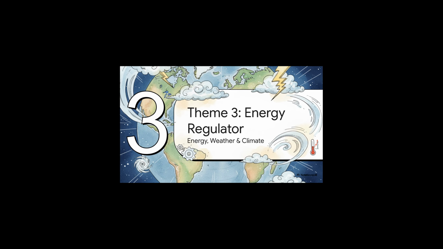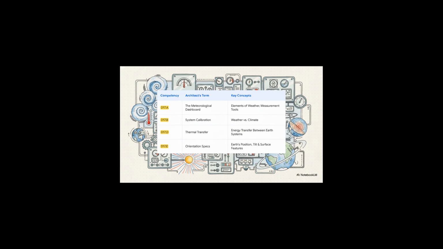All right, so we've covered the structure and the materials. Now let's talk about the power grid. Theme 3 is the energy regulator, and this lines up with Competency 017. This is all about how our planet manages the constant flow of energy, which is what drives our weather and ultimately creates our climate. Welcome to the Planetary Control Room.